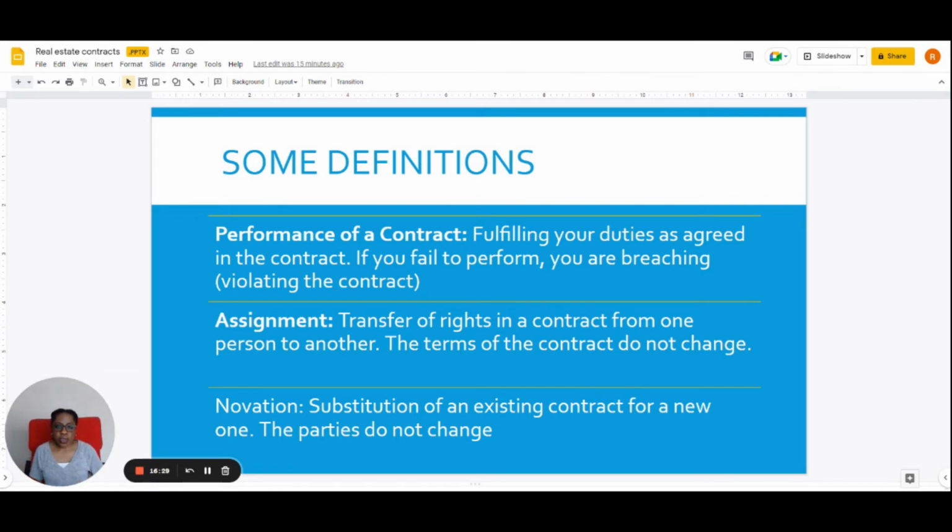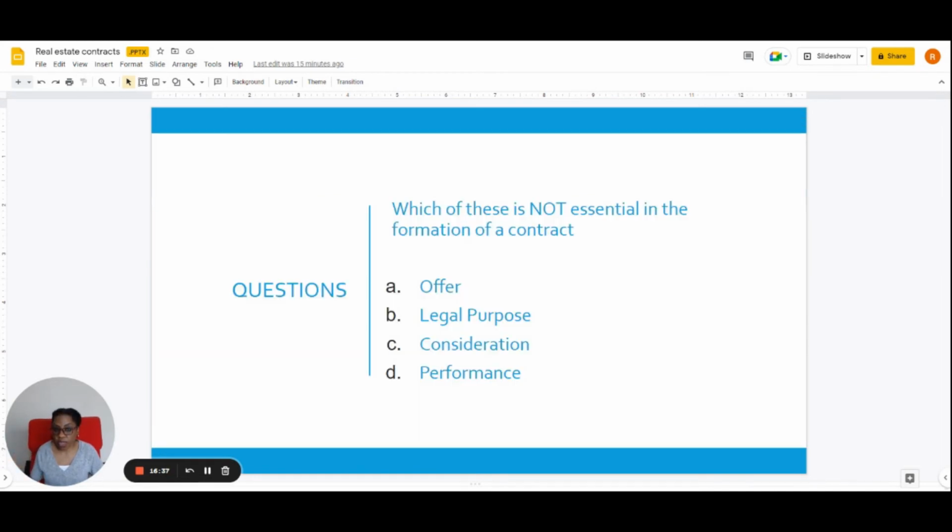Now let's get into the questions. And like I said earlier, if you need to go back and review anything, feel free to do that. Okay. So first question here: which of these is not essential to the formation of a contract? Offer, legal purpose, consideration, or performance?